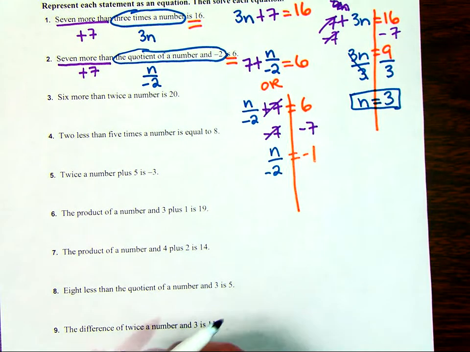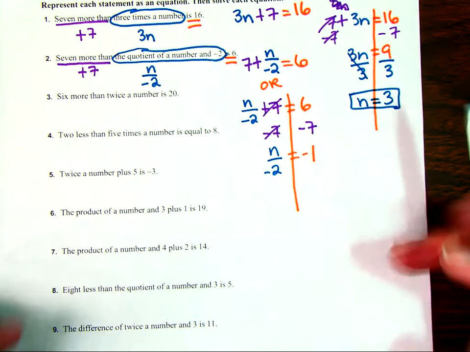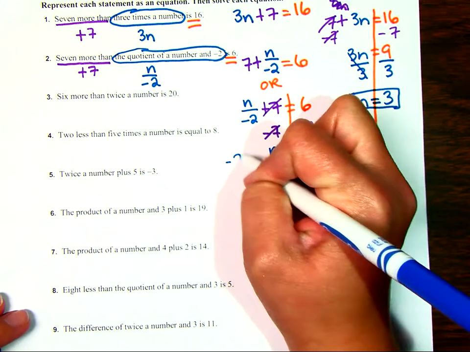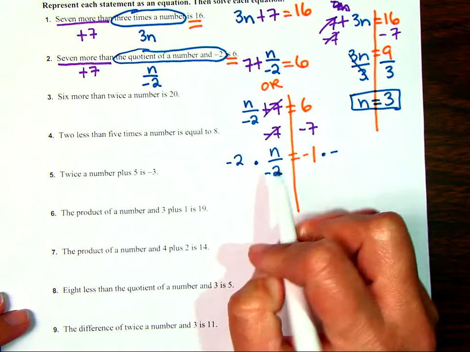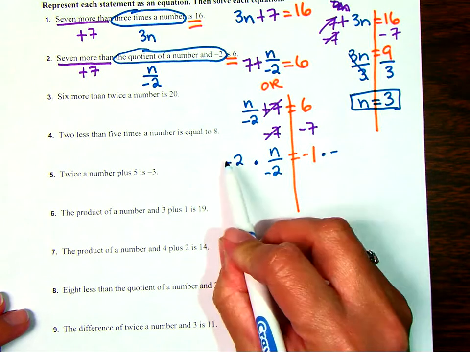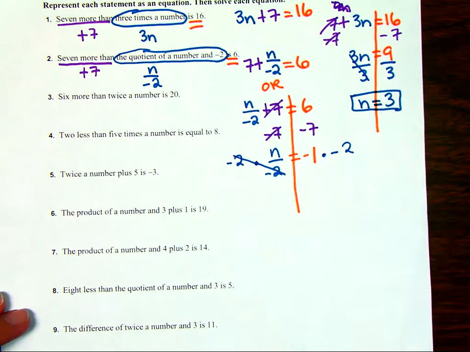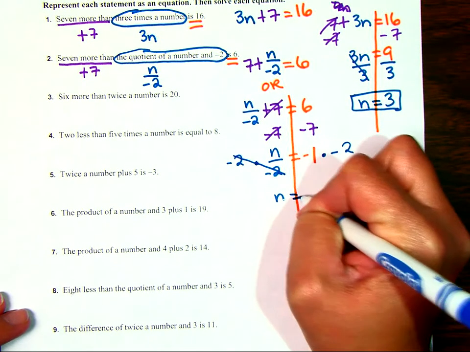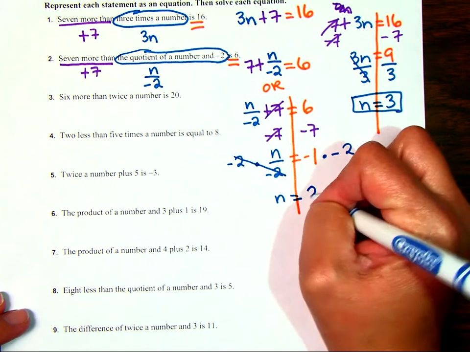Then we have to do the opposite of what we see. We see divide by -2, so we get rid of divide by -2 by multiplying by -2. If you see divide by -2, you're going to multiply by -2 because inverse operations cancel out. -1 times -2 is +2.